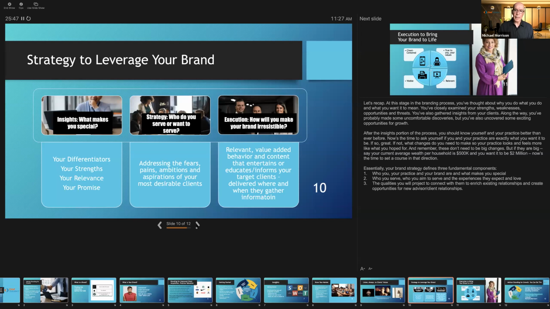Essentially, your brand strategy defines three fundamental components: who you, your practice, and your brand are and what makes you special; who you serve, who you aim to serve, and the experiences they expect and love; and the qualities you will project to connect with them, to enrich your existing relationships and create opportunities for new advisor-client relationships.